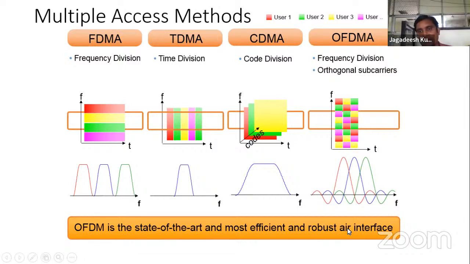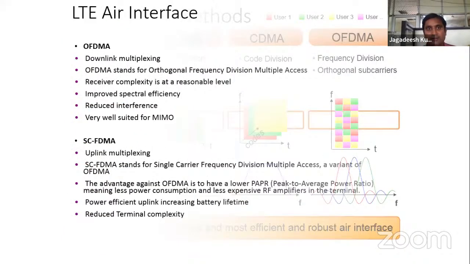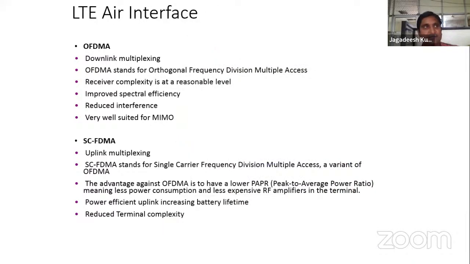So in this orthogonal frequency division, the entire bandwidth will be divided into subcarriers. Each and every subcarrier will be orthogonal to each other. So interference will be very much less and the efficiency will be more. So this one, like the LTE air interface.